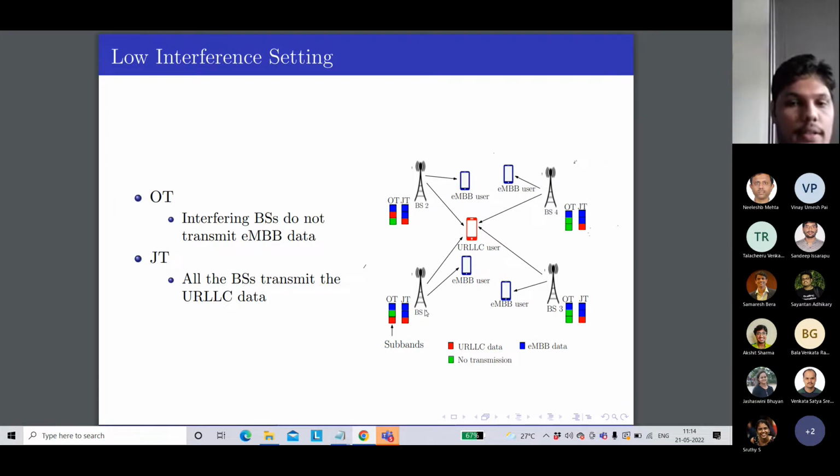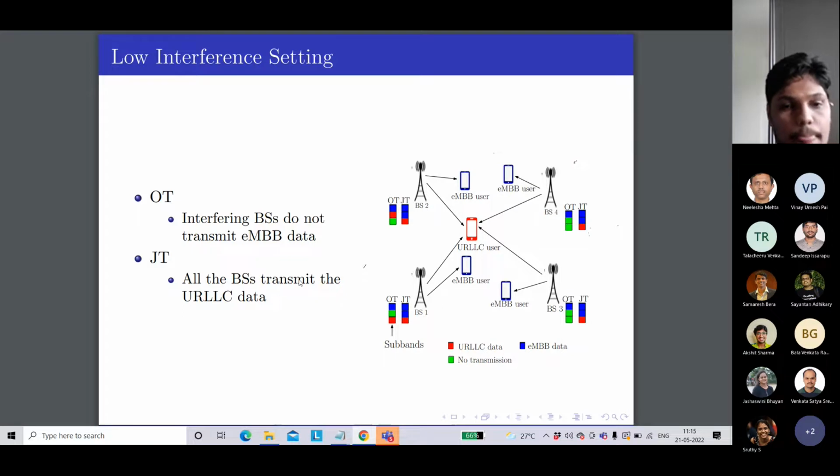Same example. In OT, base station 1 is transmitting on subband 1 and base station 2 is transmitting the URLLC packet on subband 2. Now, to avoid interference to the URLLC packet transmitted on subband 1 from base station 1, base stations 2, 3 and 4 don't transmit anything on subband 1. Similarly, to avoid interference to the packet on subband 2 from base station 2, all the other base stations do not transmit anything on subband 2. So we can see in the low interference setting, the number of eMBB resources that are getting halted is much higher compared to the high interference setting, because we want to avoid interference to the URLLC data.